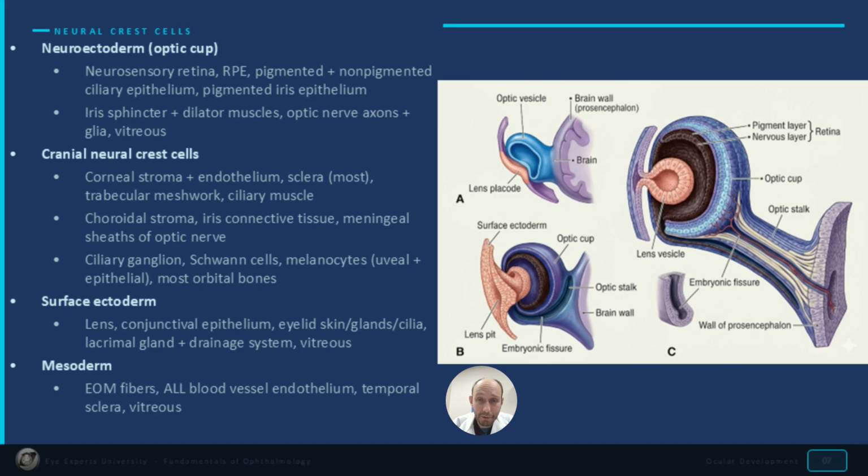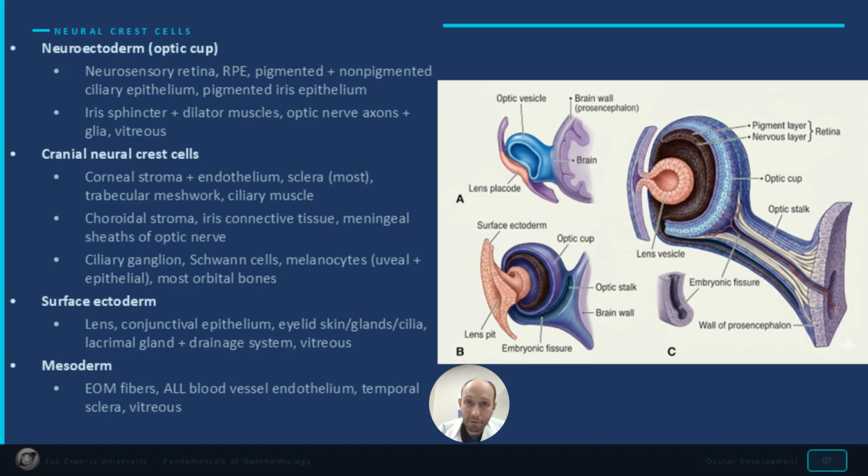Because everything is a test question, other layers also do some stuff. So specifically, the neuroectoderm is what forms the optic cup, which is part of the neurosensory retina, the RPE, and the iris pigment epithelium. So when you think uvea, think neuroectoderm. The neural crest cells form the cornea, the bulk of the choroidal stroma, iris connective tissue, and the ciliary ganglion. So think of collagen, think neural crest cells.